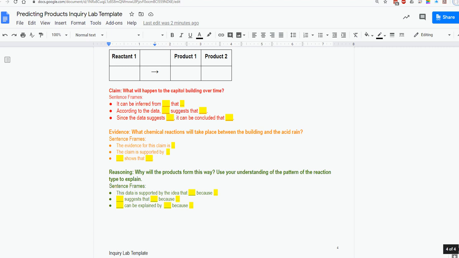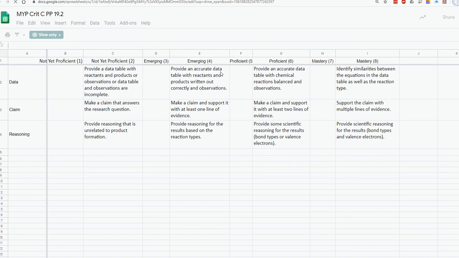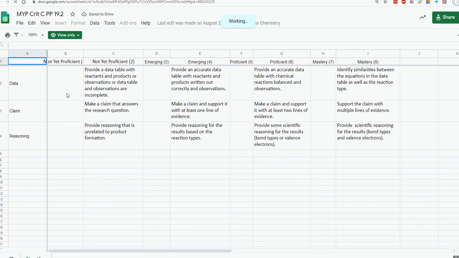If you go up here to the criterion, you can see that under the proficient score, you've already done the data part. I'm not expecting you to balance the reactions. You don't have to do that if you don't want to. But make a claim and support it with at least 2 lines of evidence. What do you think would happen to the building? You did that in the very beginning. Then talk about the evidence, that is the reactions, the 4 types that you looked at, what kind of things you were looking for, and then finally give some reasoning why you think calcium carbonate plus acid would give you the products that it would give you.